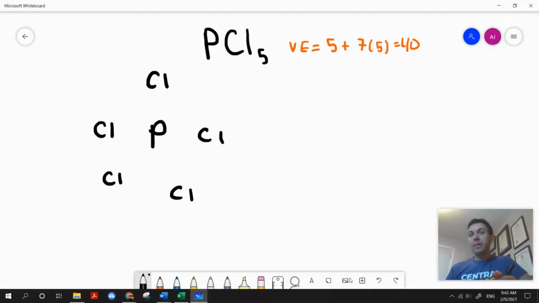Our third step is to form bonds between the terminal atoms and the central atom. Remember that each line represents 2 bonding electrons, or a bonding pair. So far, we've used 2, 4, 6, 8, 10 of our valence electrons. Our next step is to complete the octets, if possible, of the terminal atoms. So we have 5 bonds formed for a total of 10 electrons.